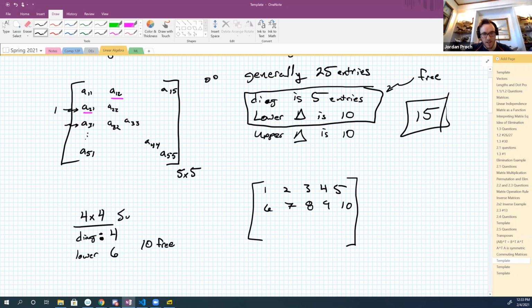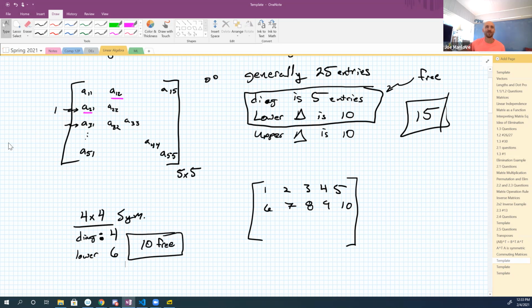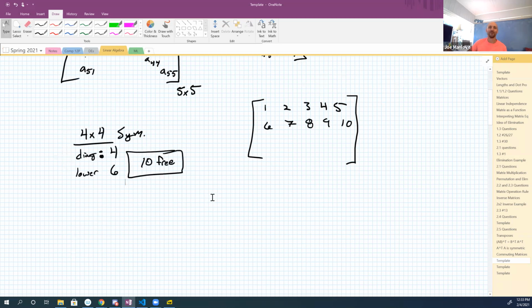Is there any way to, I don't know, maybe the number of free variables isn't as important as what you're trying to get at, but is there a way to guess the number of free variables or intuitively know it? Yeah, I mean, I think we could come up with a formula, right? So what have we been doing? So if we're thinking about n by n symmetric matrices, right?